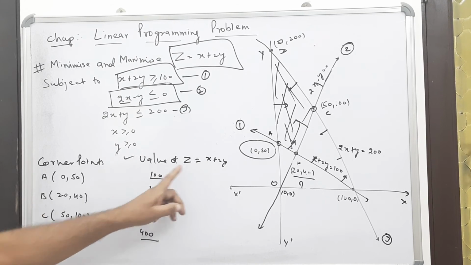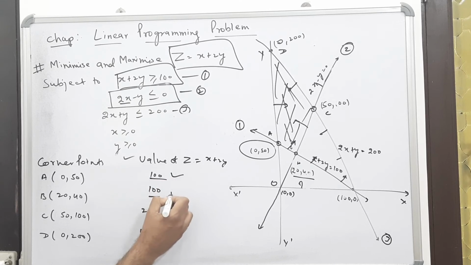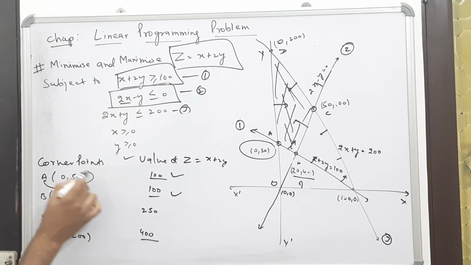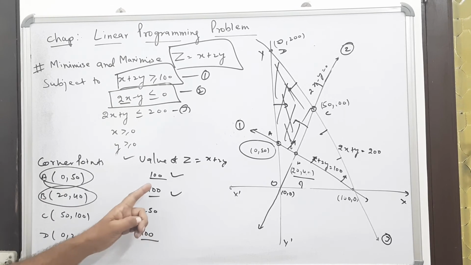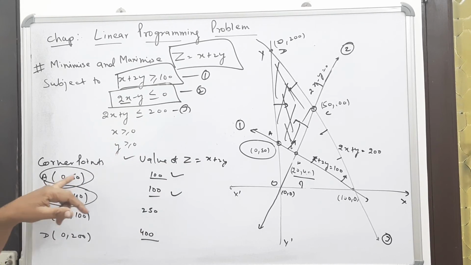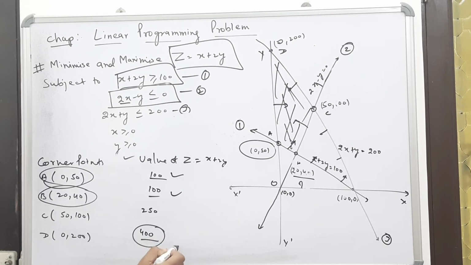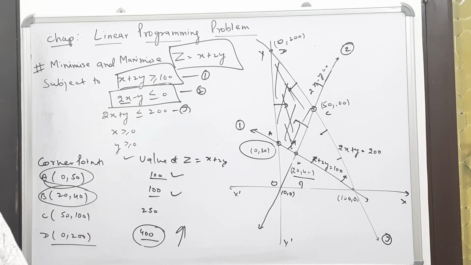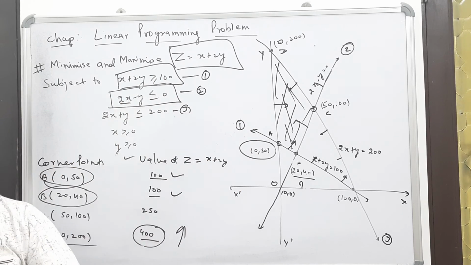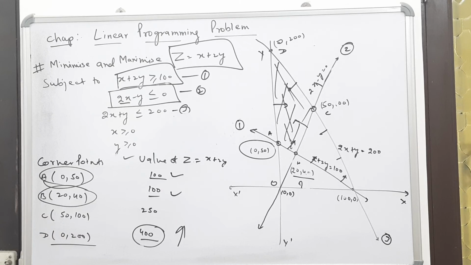The value of z is minimum 100. And at which point? It is 0 and 50 and it is 20 and 40. So we can say that the value of z is minimum at 0, 50 and 20, 40. And maximum, the value is maximum at what? It is 0, 200. So this is the point where the value is maximum and these are the 2 points where the value is minimum. So we can say that the minimum value is at 2 points and the maximum value is at 1 point.